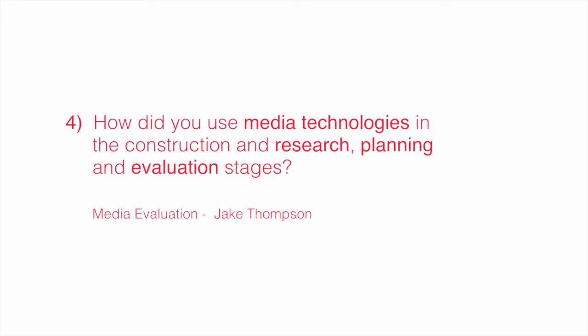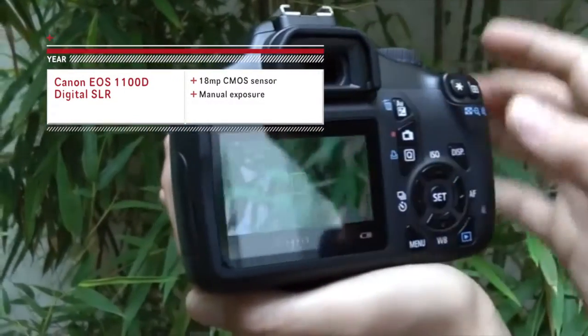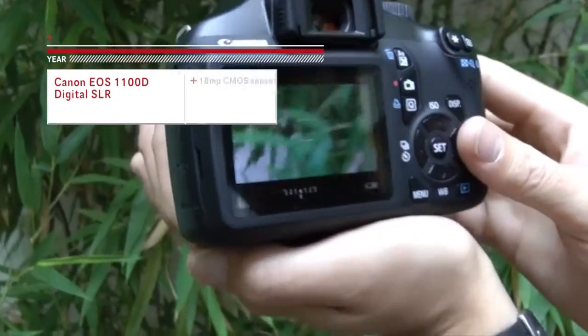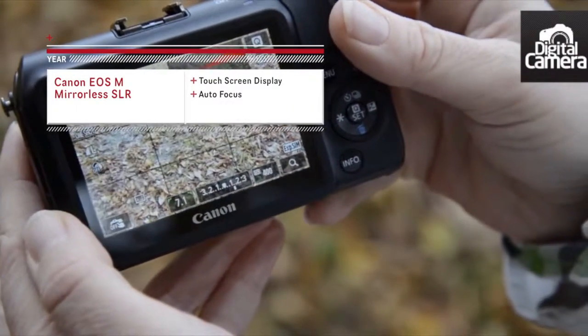Okay, so this is how I use media technologies in research, planning and my evaluation stages. So I'll start off with hardware. First up is a Canon 1100D. I used this to make my first draft trailer. The quality wasn't the best, so I tried the Canon EOS M instead, which worked out much better.